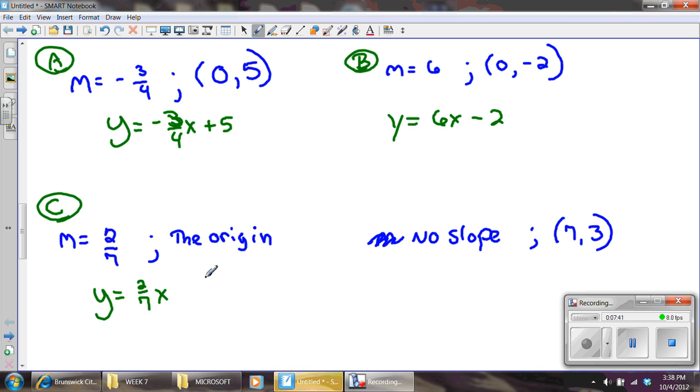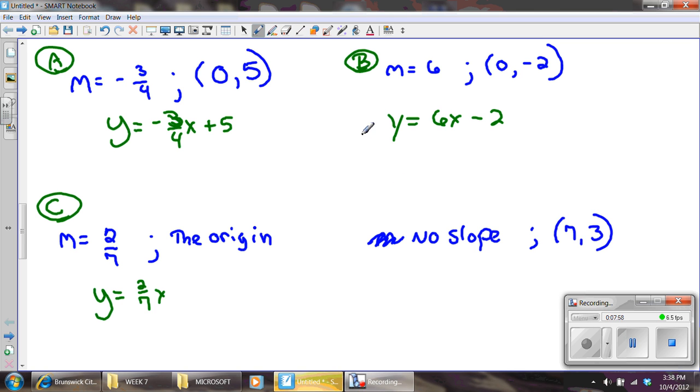Should I write the +0? Well, I could, but I'm extremely lazy. And that's not the simplest form, so I'm going to get rid of it. The best answer is y equals 2/7 x. When there's nothing there added, 0 is being added. Just ask Corvus. He knows all about that.